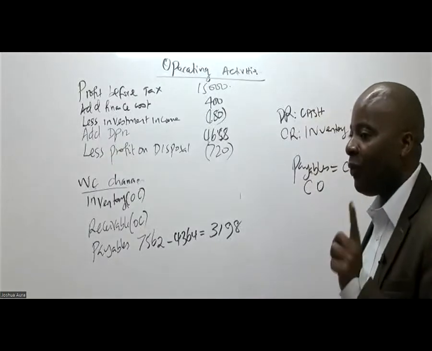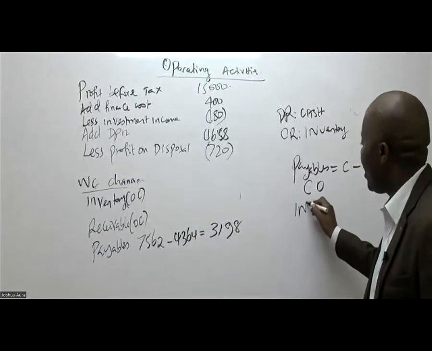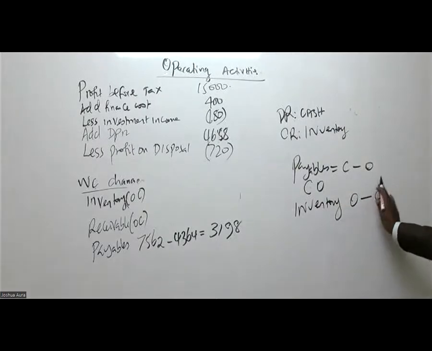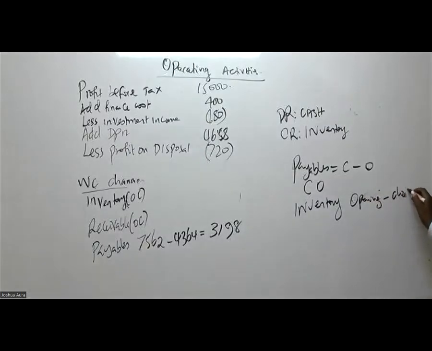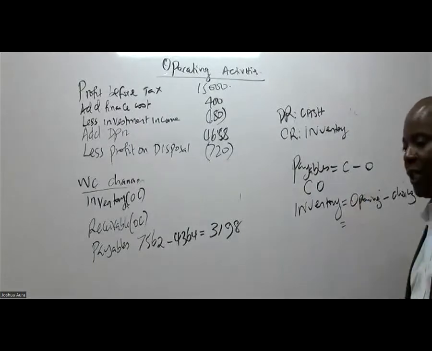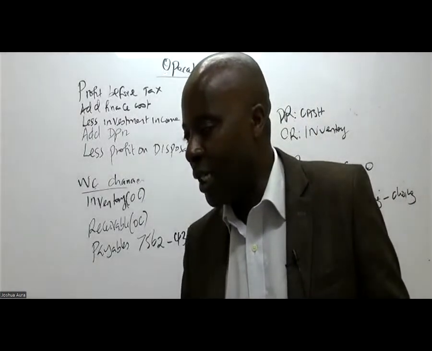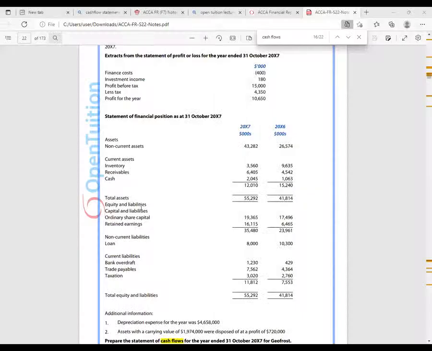So for inventory, I'm repeating this again, what should we do? It's opening minus closing. So could you kindly go to the inventory and give me the opening amount? Hey, you great students of mine, could you kindly go here and give me the opening amount of inventory?